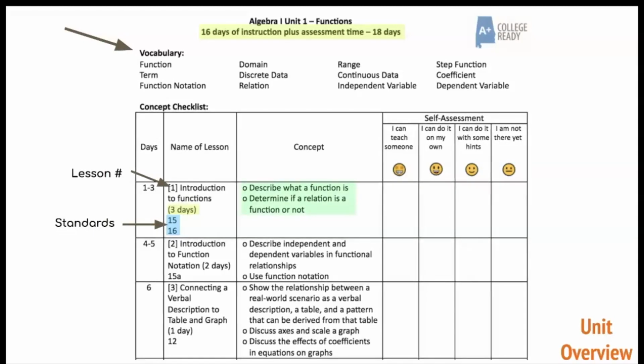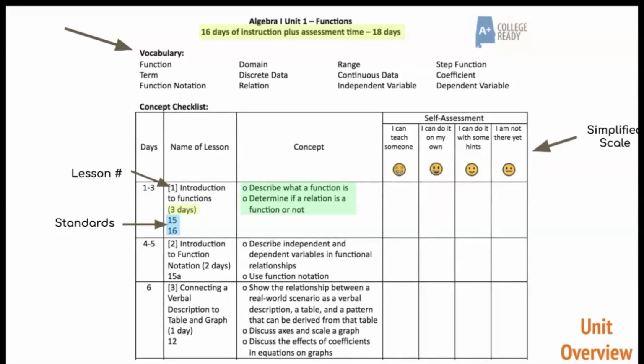In this column, you will see your concept checklist. So if any of you are in a school where your principal likes for the I can statements to be displayed in the classroom, here are those I can statements. And so you will know at the end of lesson 1, your students should be able to describe what a function is and determine if a relation is a function or not. So those are the 2 main goals of lesson 1.